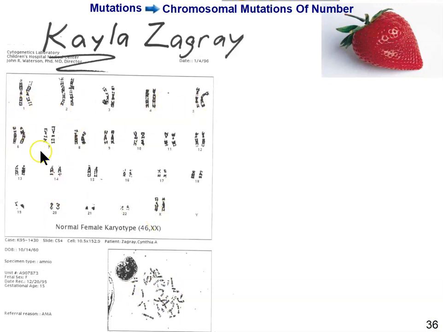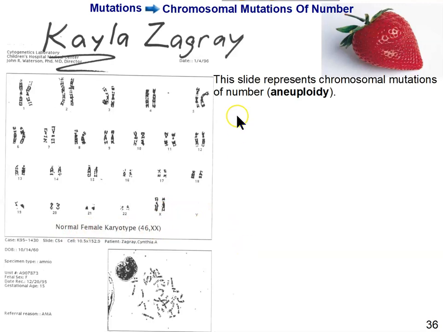Notice that the order is basically according to size and banding pattern until we get to the end, because when we get to the end, these are the sex chromosomes. And the X chromosomes are big. Y chromosomes are really little, but you'll notice that there is no Y chromosome here because my daughter's my daughter and not my son. 2 X chromosomes makes her a female, right? So this is a normal female karyotype.